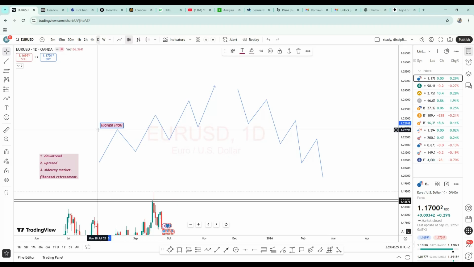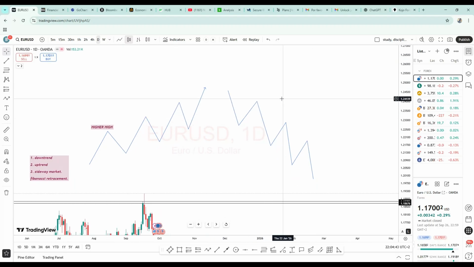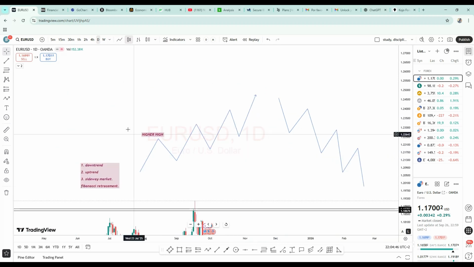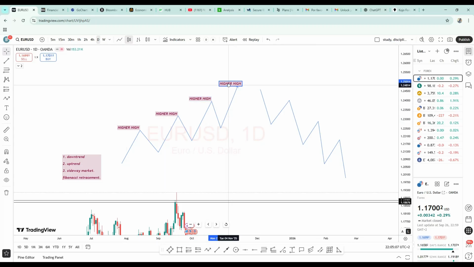This high is what we call a higher high, higher high, higher high. As long as we have a new high breaking the previous high, we keep having a new higher high, higher high, higher high, until the market changes direction into a downtrend. But I'm not going to write everything like this because it would fill my screen, so I will just leave it like this: higher high, higher high, higher high, and then a higher high.